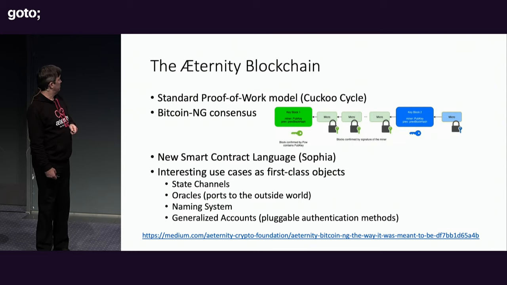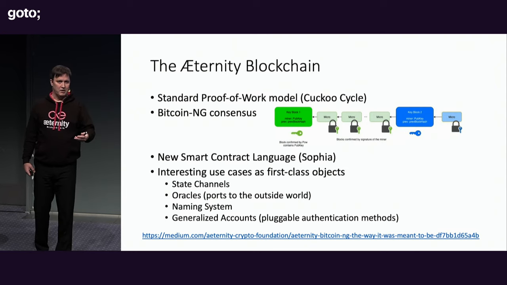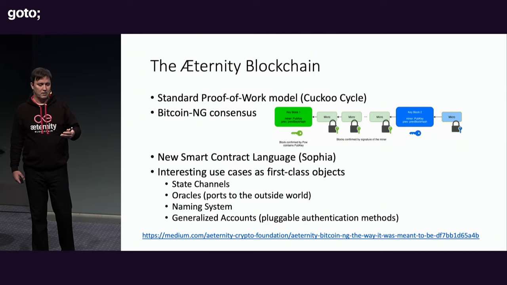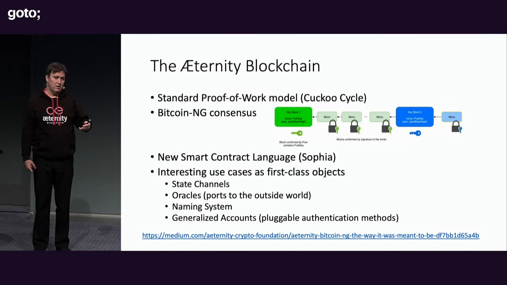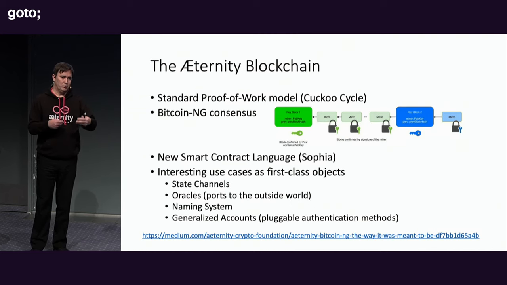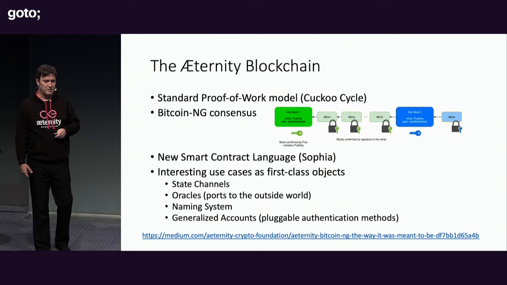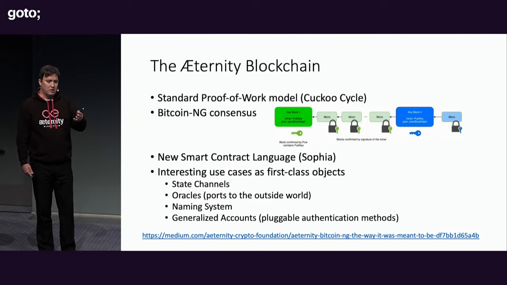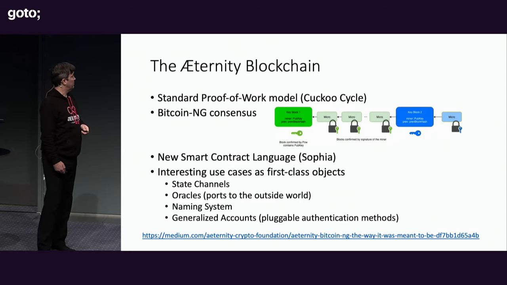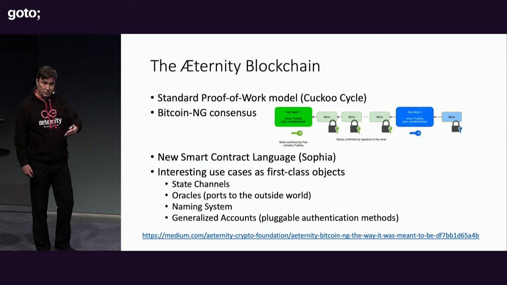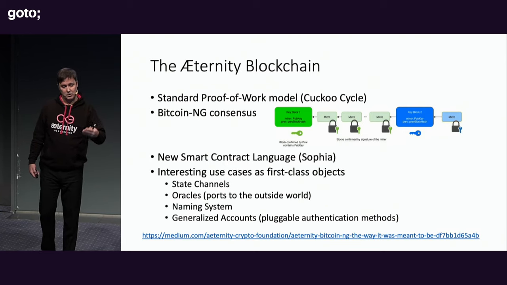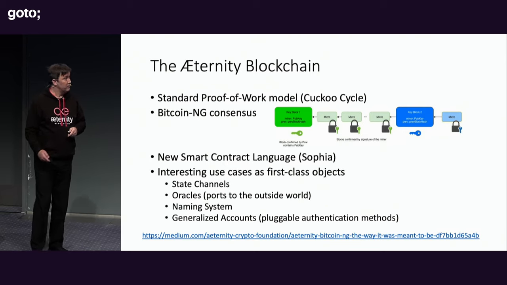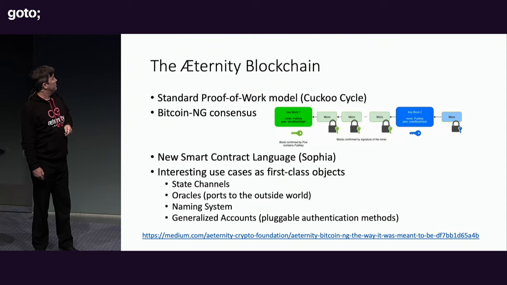Generalized accounts, which is, if you don't like our way of authenticating transactions, and you would like, say, the Ethereum way of authenticating, you could actually plug that in, or you could make fancier, say, context-sensitive or transaction-specific authentication. Which means you could actually have a contract that automatically authenticates transactions, which would be interesting in a server environment, for example. So that's what we do.